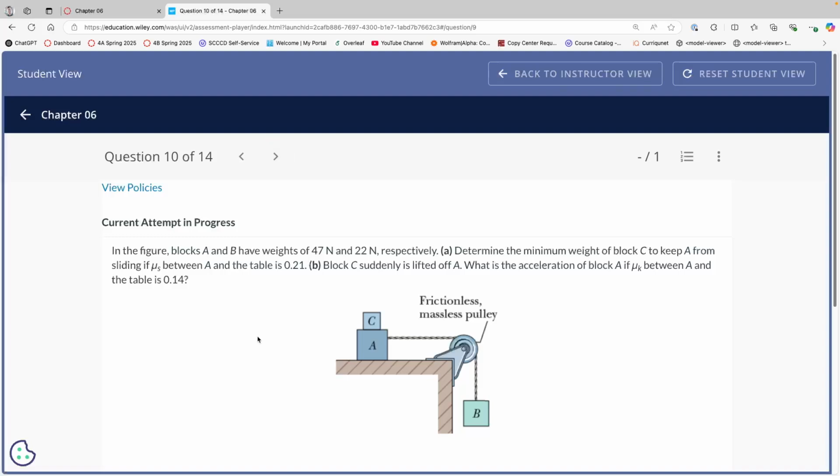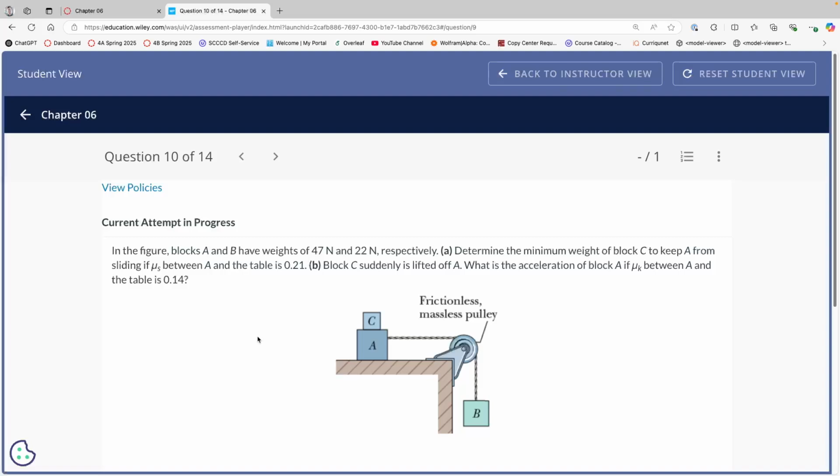Okay, so slight twist on this problem. No angle in this one. But now we've got this extra block, block C, sitting on top of block A. Is there a normal force between C and A? Yes. And we are given coefficients of friction between the table and all that kind of stuff.